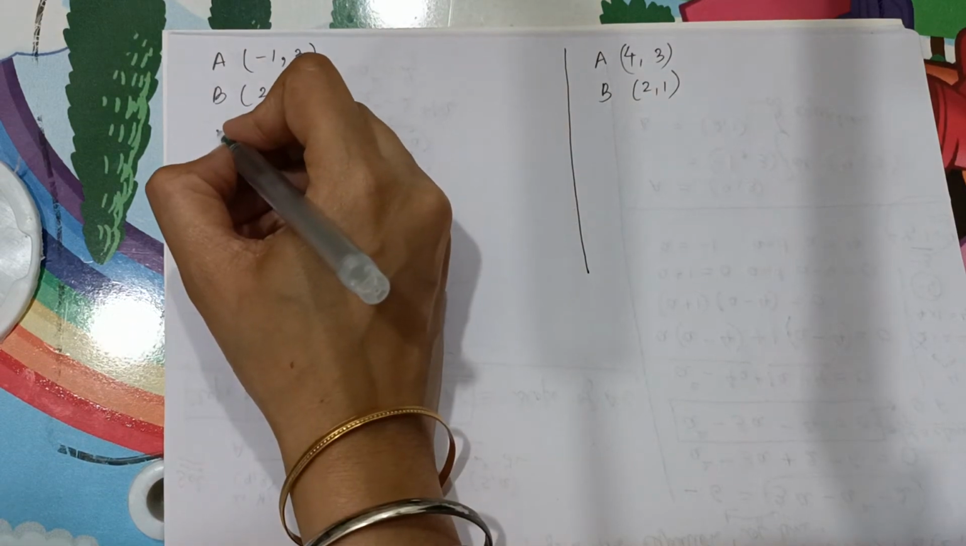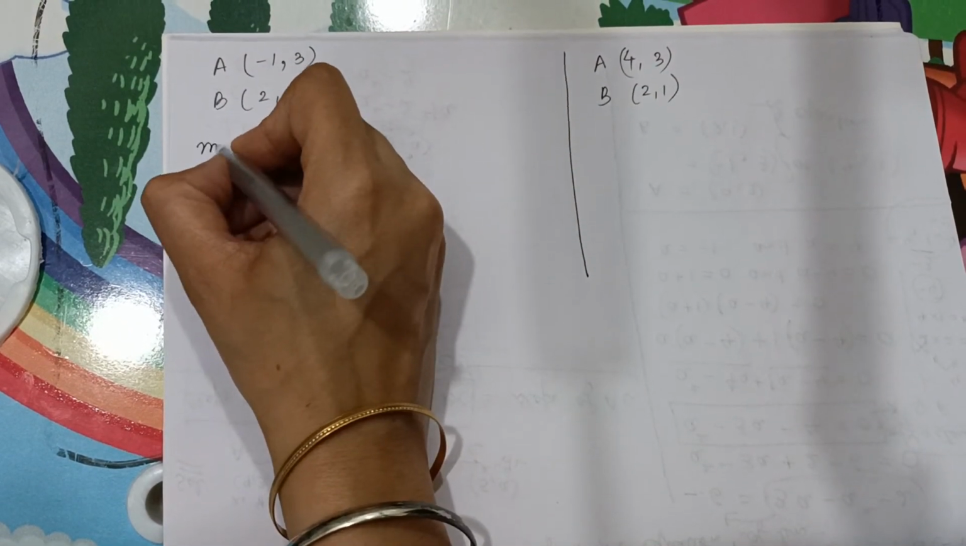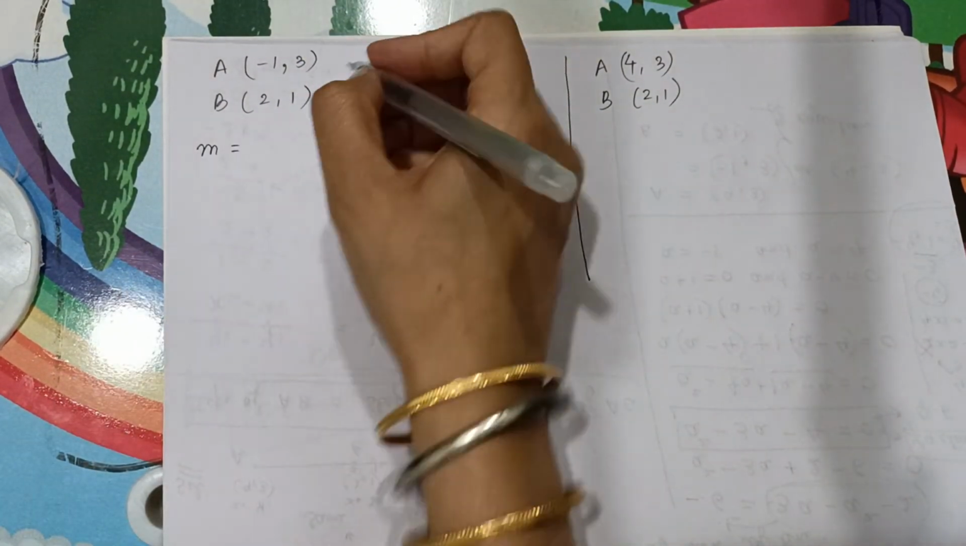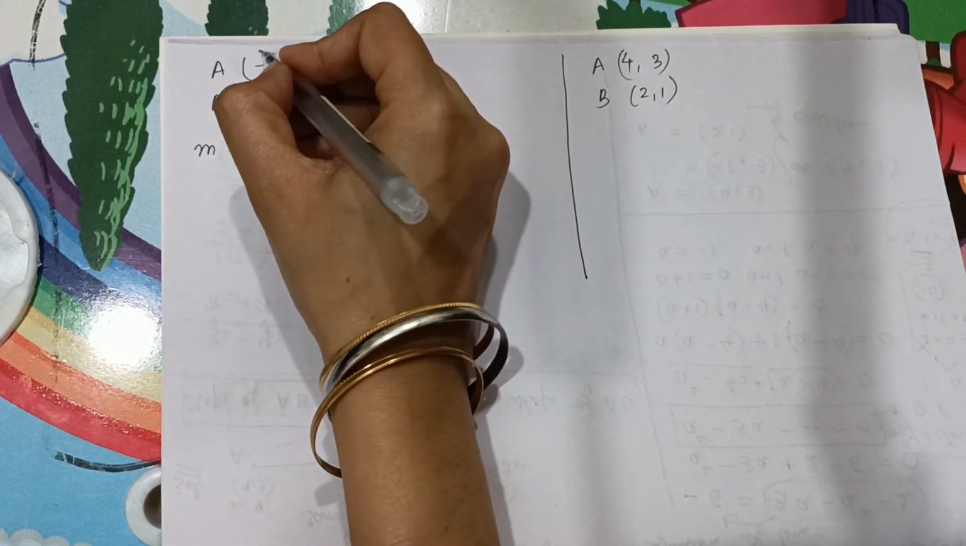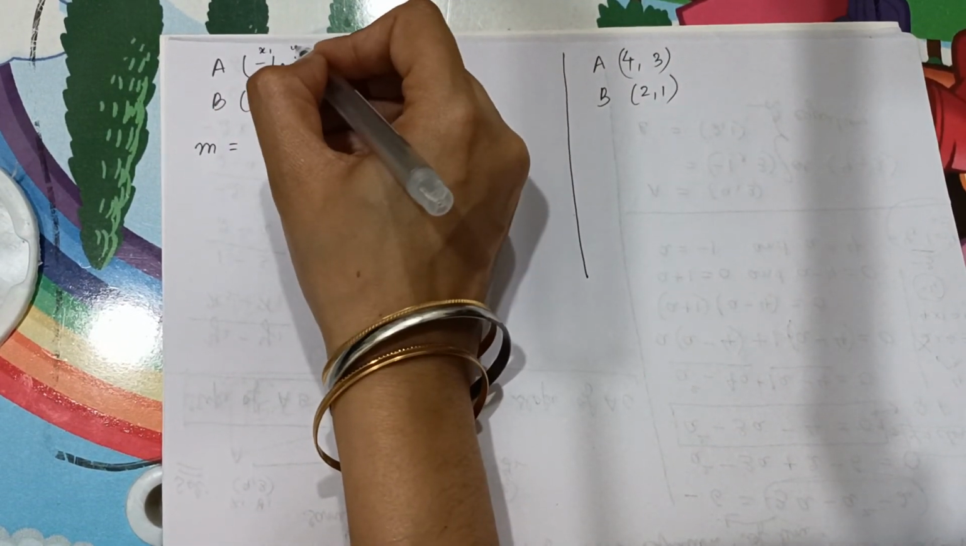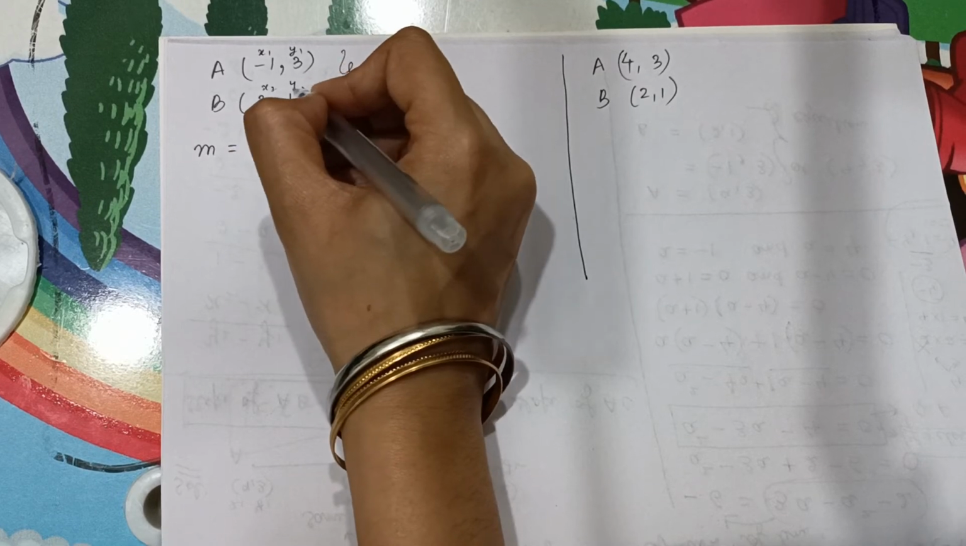So now first of all, let's find the slope. I am finding the slope by using these two coordinates. Let us assume this is x1 y1 and this is x2 y2.